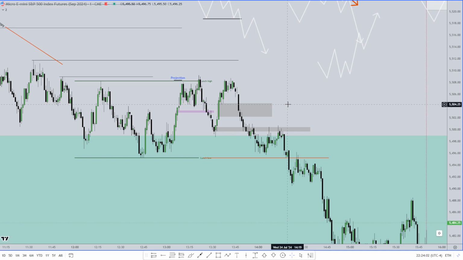Lunch-based range, 12 to 1. Previous week is obviously Monday to Friday of the previous week. Previous day, midnight to midnight. All ICT concepts used to frame out where, when, and why. And the next thing is what.